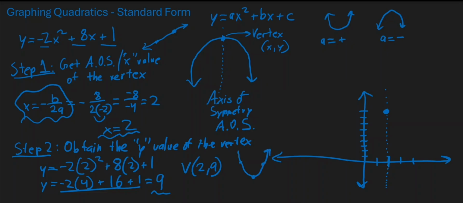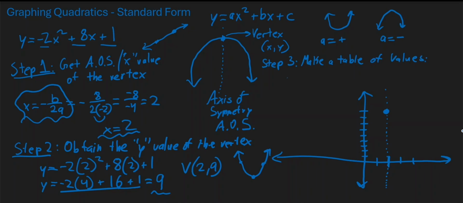So the more points the better, but if you have a minimum of 3 points for your parabola, that's the beginning step of graphing quadratics. So let's get not 3 but 5 points. So step 3 would be to make a table of values.